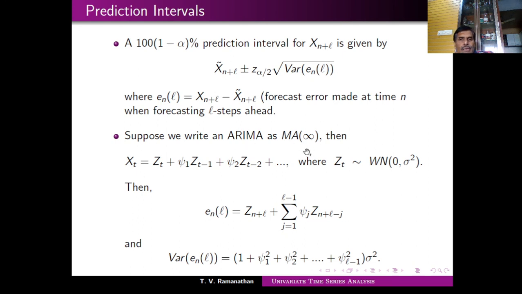If you write an ARIMA as MA infinity, you can see that the prediction error is in terms of these coefficients. For example, suppose we write MA infinity, then E n L is a sum of psi j times the noise at N plus L minus j, and the variance of this is nothing but 1 plus psi 1 square plus etc. up to psi L minus 1 square, multiplied by sigma square. So you will be able to get the square root of the variance of the prediction error.